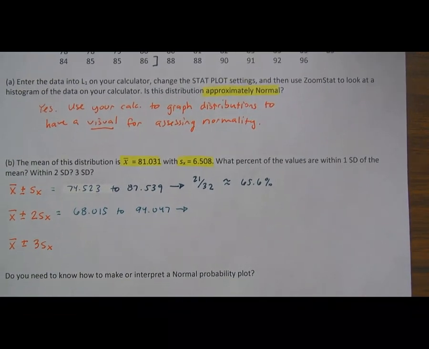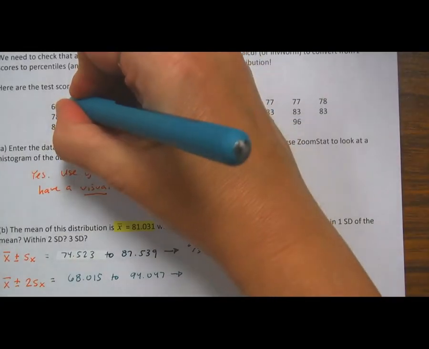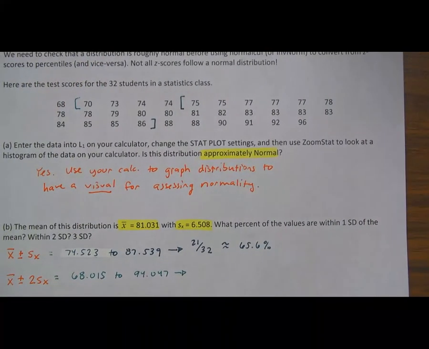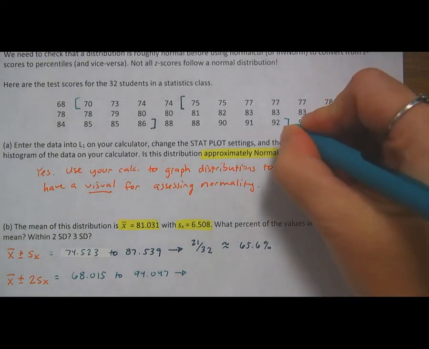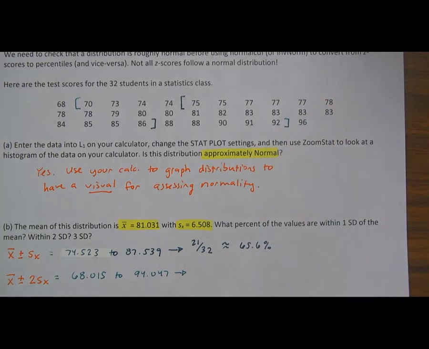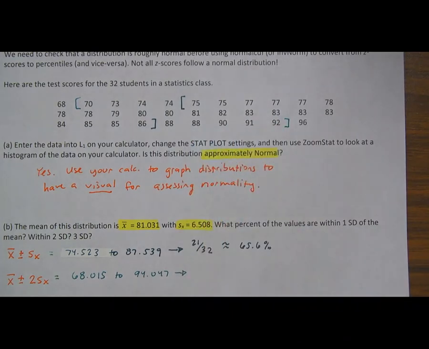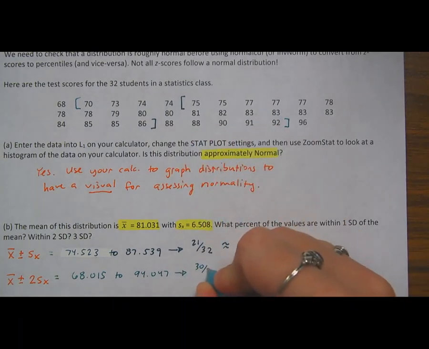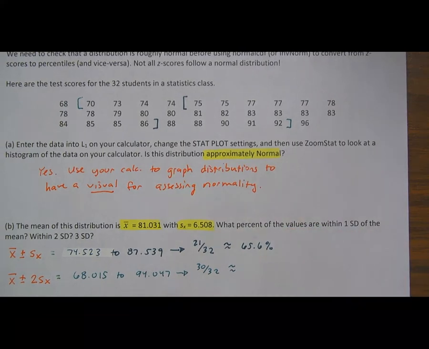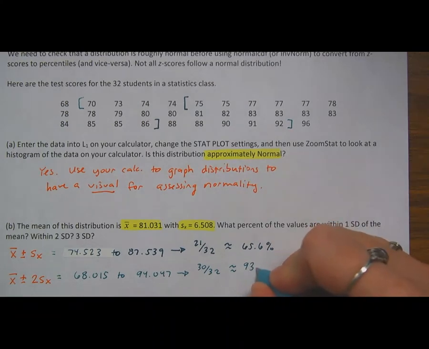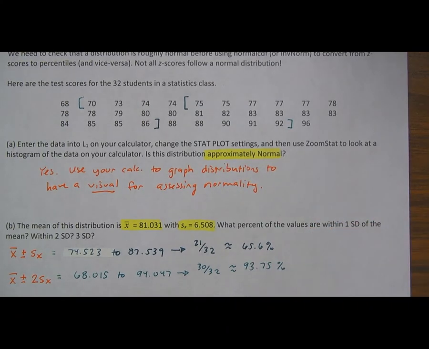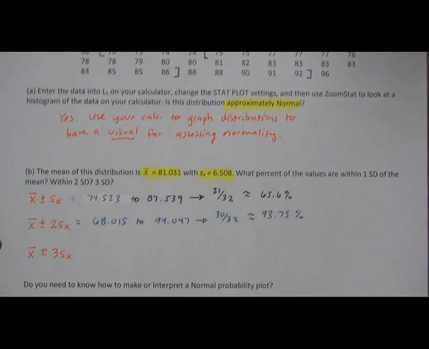So now we're looking at slightly above 68, so don't include the 68, all the way to 94 and some change. You can either count all of those, or you can say, well, there were 21, and then I'm just adding 9, so that's 30 out of 32. And 30 out of 32 is 93.75%. Which again, relatively speaking, that's pretty close to 95%.